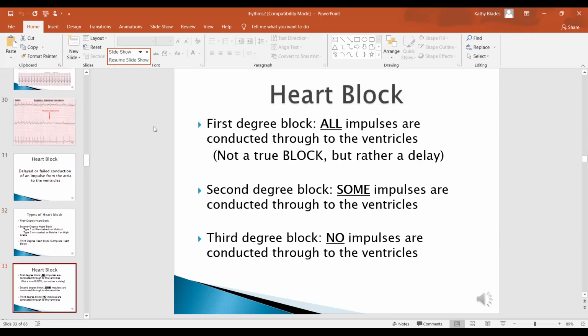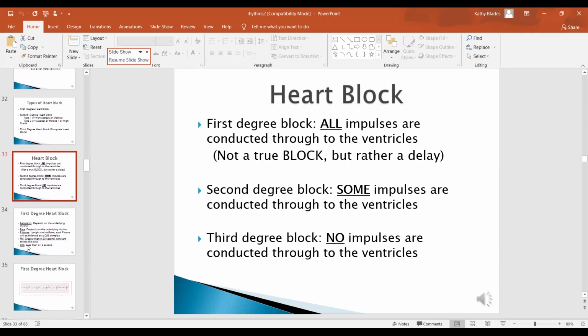So, in a heart block, the first degree block, all impulses are conducted through the ventricles. So, it's not really a true heart block, but rather a delay. In the second degree block, some impulses are conducted through to the ventricles. And then the third degree, no impulses are conducted through to the ventricles. So that's why I said a third degree is really, really bad, right? Because nothing's getting through to the ventricles. So if you don't get impulses through to the ventricles, they don't empty, right? They don't function.